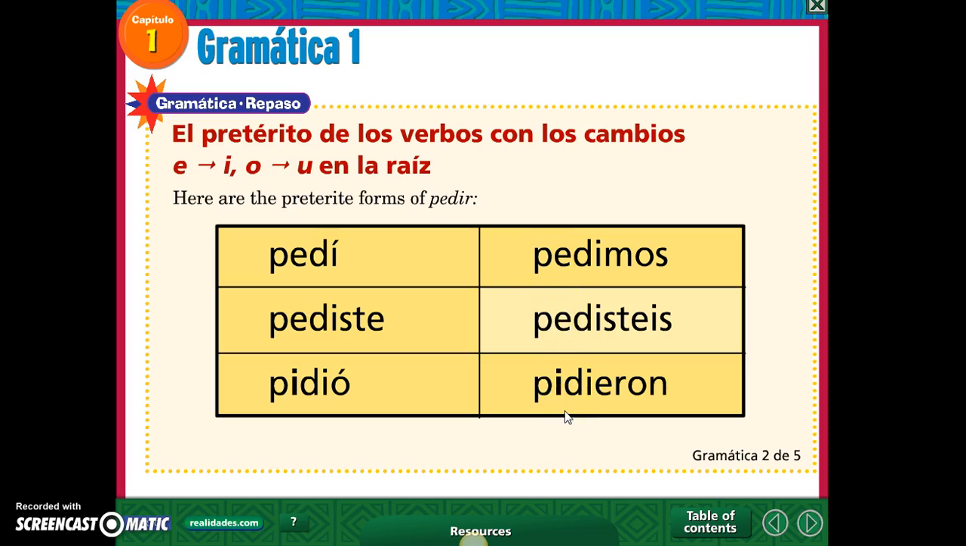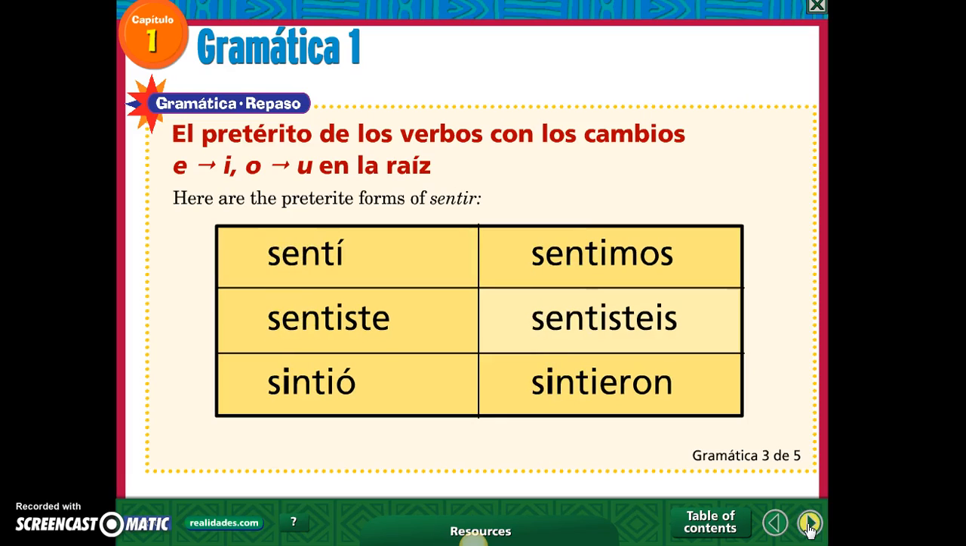So it's a little different. It's not a boot verb. It's more like the shoe or the sandal. Just the bottom two have the e to i change, and the top four don't have a change. Sentir works just like this: sentí, sentiste, sintió, sentimos, sentiste, sintieron. Just the bottom two have the e to i change.